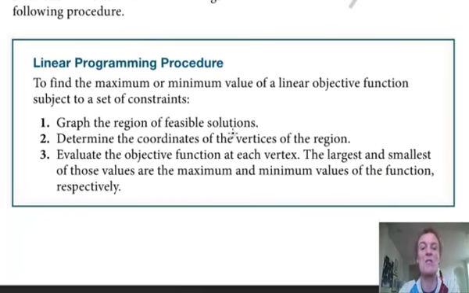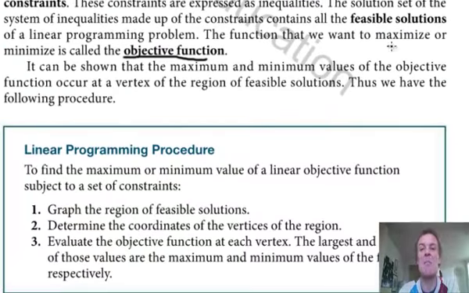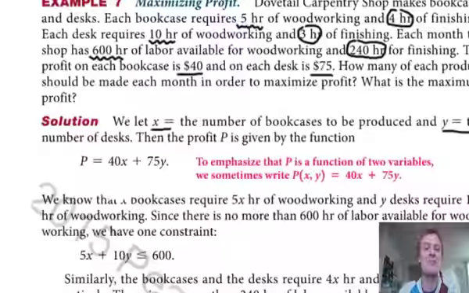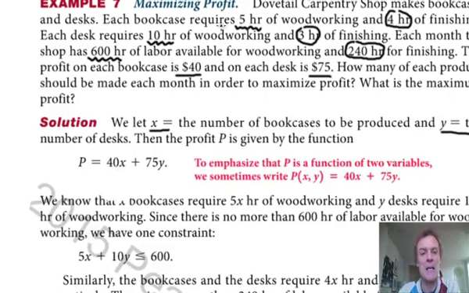So graph the region of feasible solutions, okay? Linear equations, graphing, shading, less than, greater than. Determine the coordinates of the vertices, remember where they cross, wherever they are. And also evaluate this objective function. It's for maximizing or minimizing. And the great one is always profit. So here we go, maximizing profit.